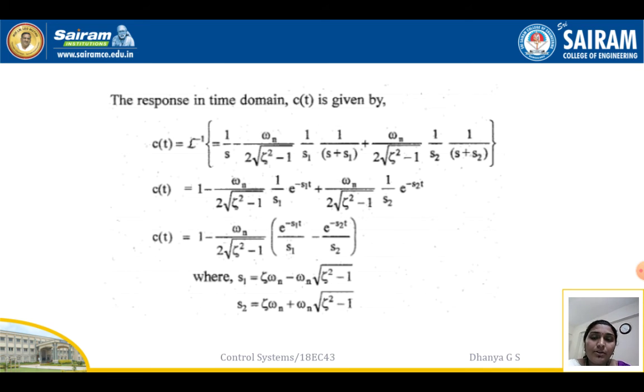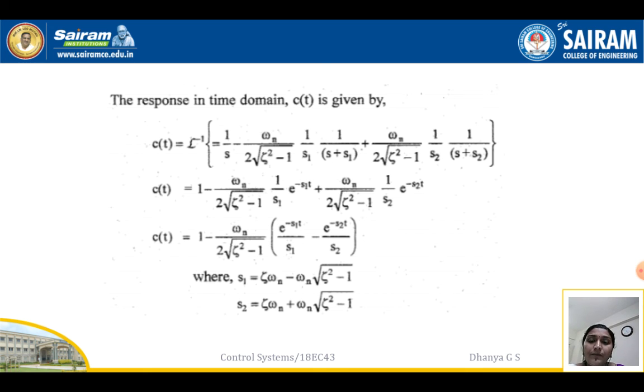Now you substitute all those things in your C of s equation and find what C of t is. To find C of t, you have to take L inverse of C of s. I have not written it here as we have done all those things similarly. I have directly jumped into the time domain equation. C of t is equal to L inverse of 1 by s minus omega n into omega n divided by 2 into root of zeta square minus 1 into 1 by s1 into 1 by s plus s1, plus omega n divided by 2 into root of zeta square minus 1 into 1 by s2 into 1 by s plus s2. The equation you have substituted.